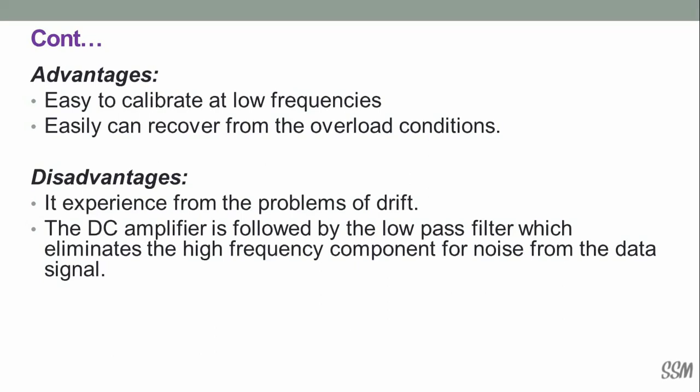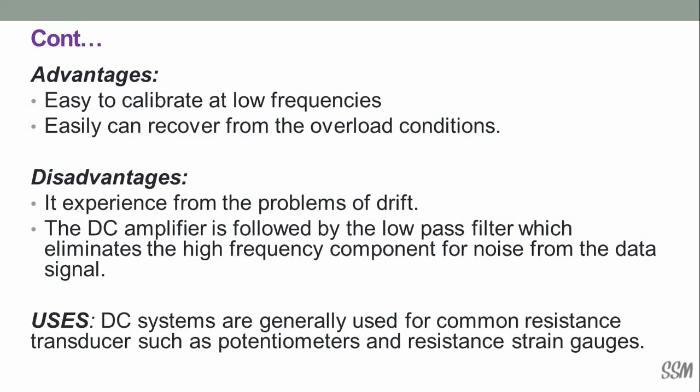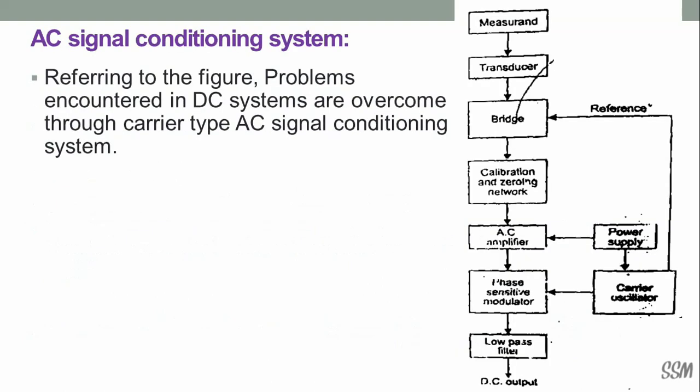As a result, the low frequency spurious signals come out as data information. This problem is overcome by the use of drift amplifiers. The DC amplifier is followed by a low pass filter which eliminates high frequency components or noises from the data signal. Uses: DC systems are generally used for common resistance transducers such as potentiometers and resistance strain gauges.